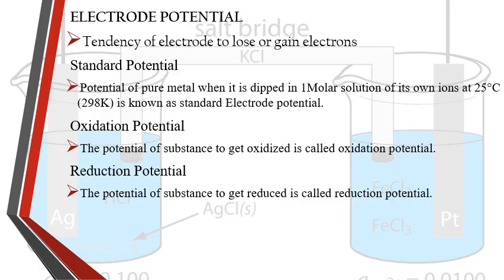Reduction potential is the opposite of oxidation potential. It measures the tendency of a substance to gain electrons and thereby get reduced. A higher reduction potential indicates a greater likelihood that the substance will accept electrons and undergo reduction. In electrochemical cells, substances with high reduction potential are often the ions that get reduced.